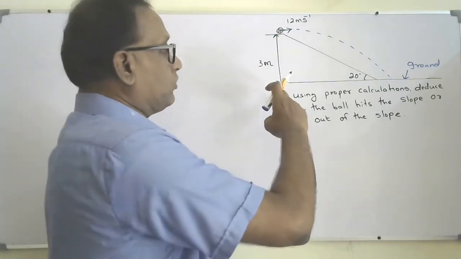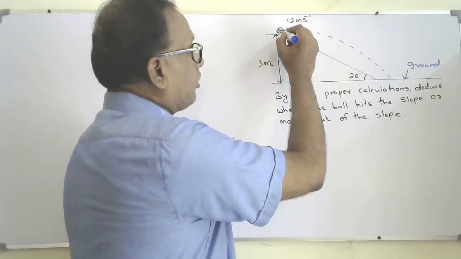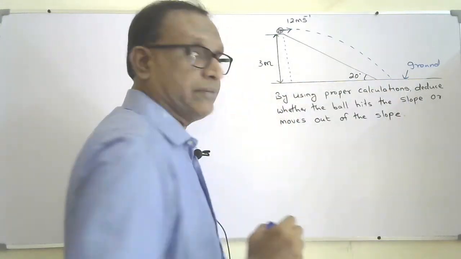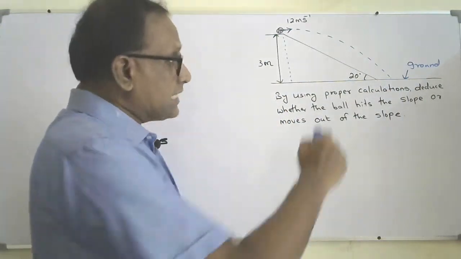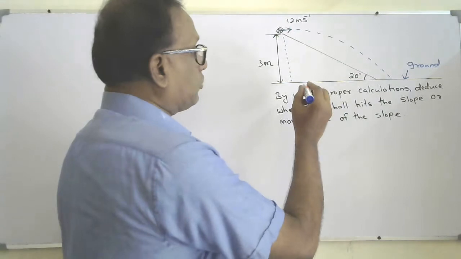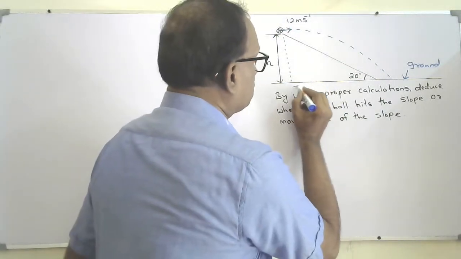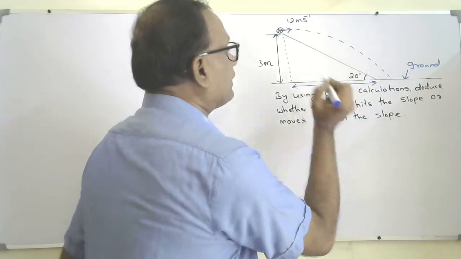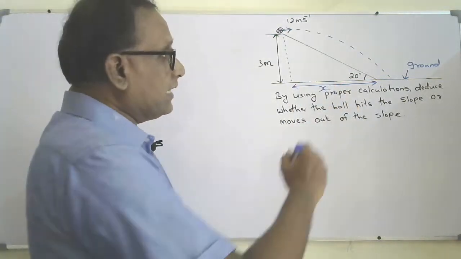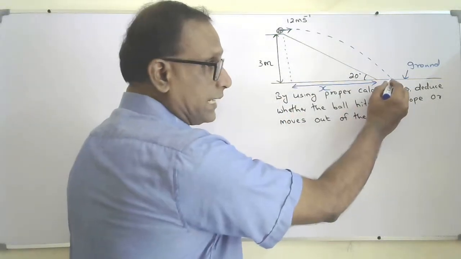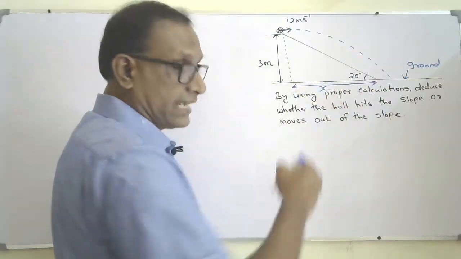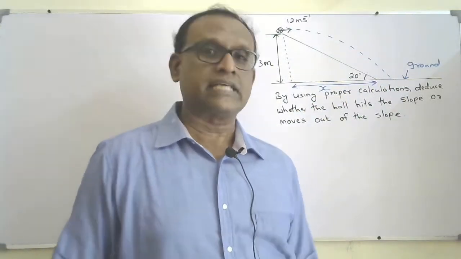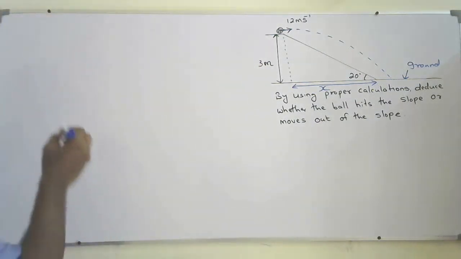Then I will calculate the horizontal displacement from the edge of the slope, how much it moved horizontally. Then, since I know the angle, I can calculate this length also. This length also I can calculate, let it be x. Then, if the horizontal displacement is greater than x, that means the ball will hit out of the slope. So that's the idea I'm going to do in my first method.